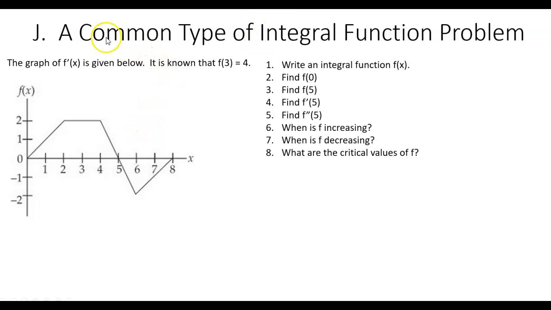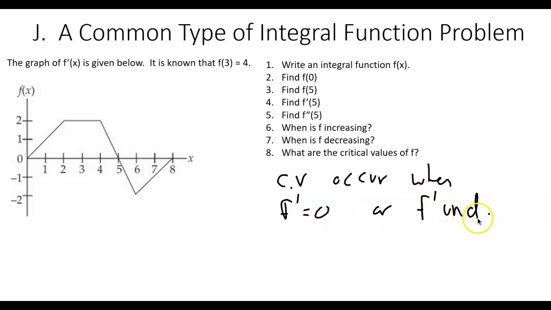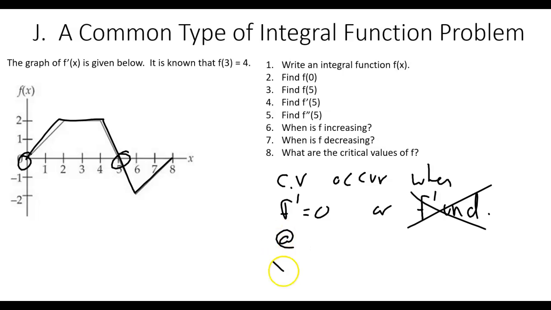What are the critical values of f? Critical values occur when f prime equals 0 or f prime is undefined. Okay, well, this is a graph of f prime, and as you can see, there's really no places where it doesn't exist. It's a continuous line, so we don't care about that one. But there are some places where my first derivative equals 0, and that's anywhere it touches the x-axis, so here and here. And we're all done.